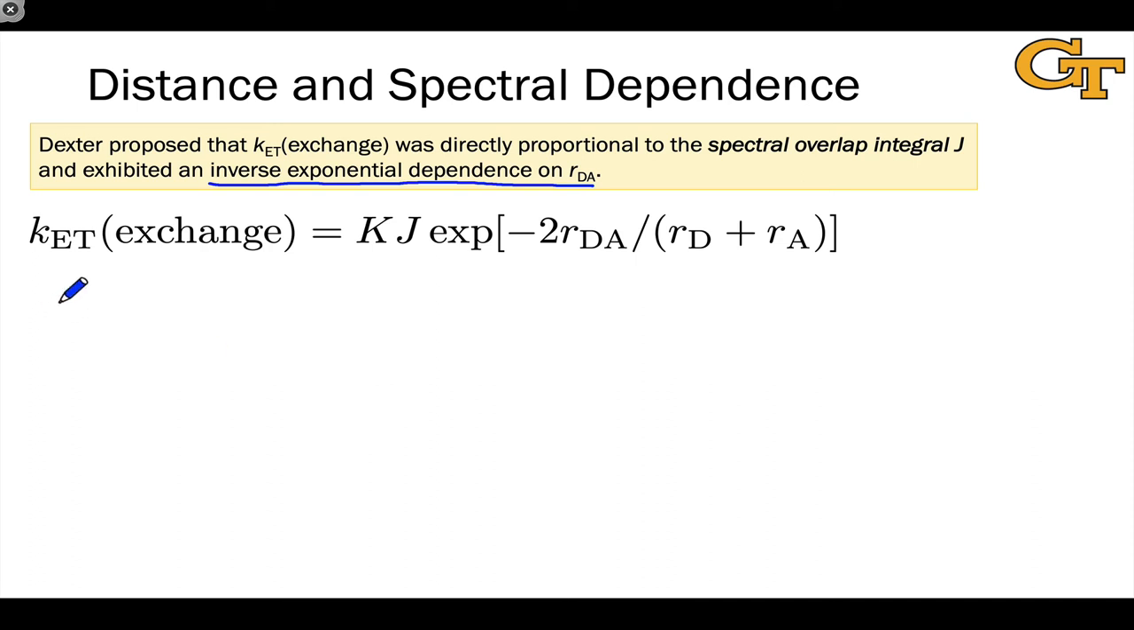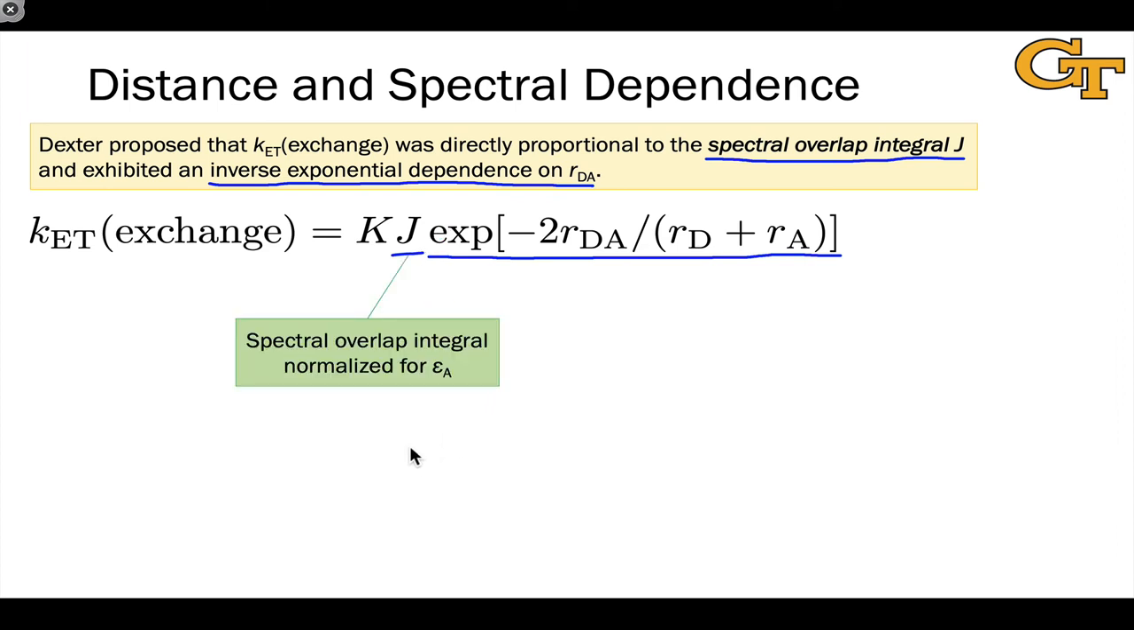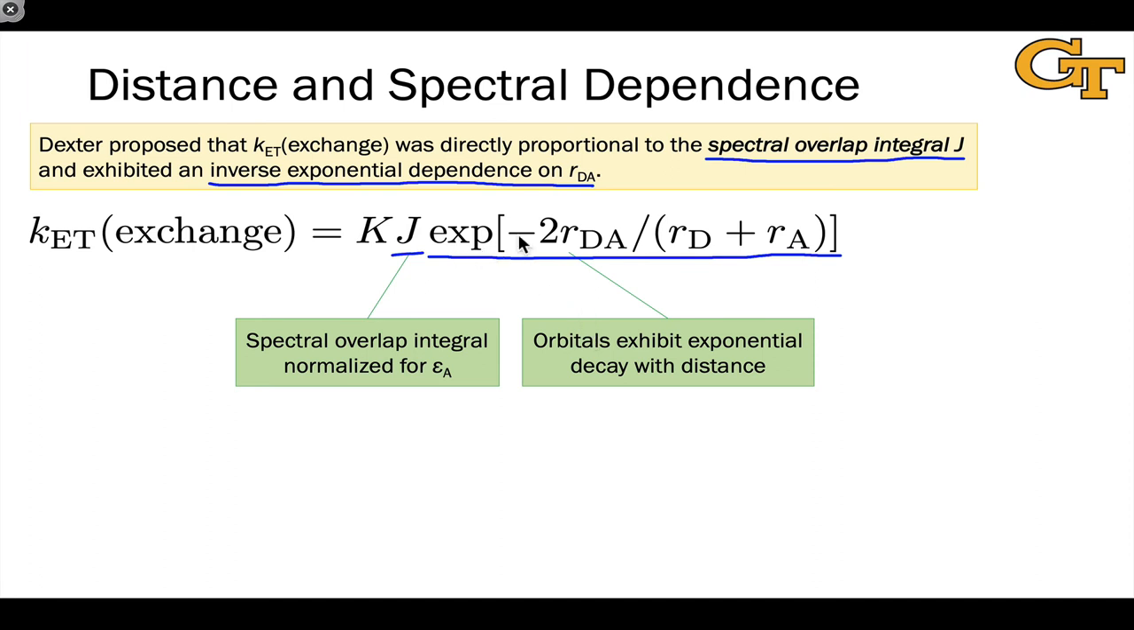And that's part of this equation, and it's this term right here, this inverse exponential dependence on the distance between D and A. The rate of exchange energy transfer also depends on the spectral overlap integral, the overlap integral between the emission spectrum of the energy donor and the absorption spectrum of the energy acceptor. And that's summed up in this value here, J. So two key components: the spectral overlap integral, which is normalized for the absorption coefficient of the acceptor, and the inverse exponential dependence of the rate on the distance between D and A, having to do with the fact that wave functions decay exponentially with distance as we move away from the molecule.